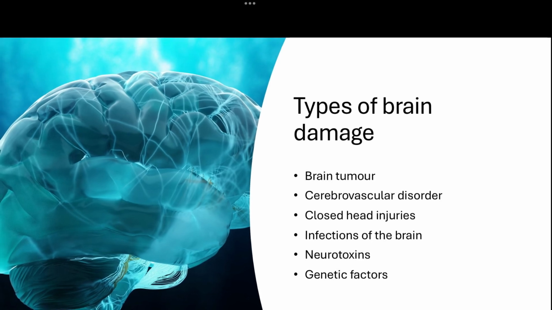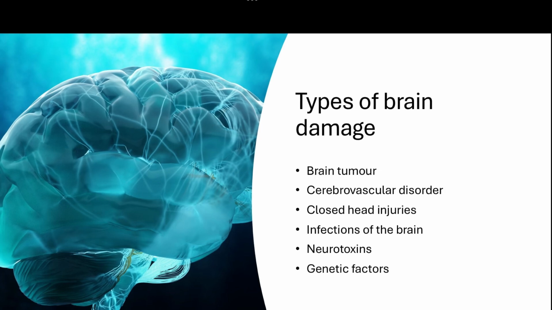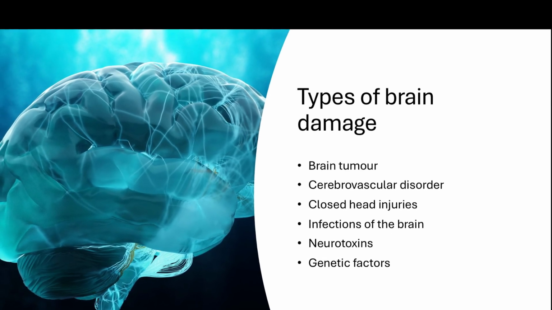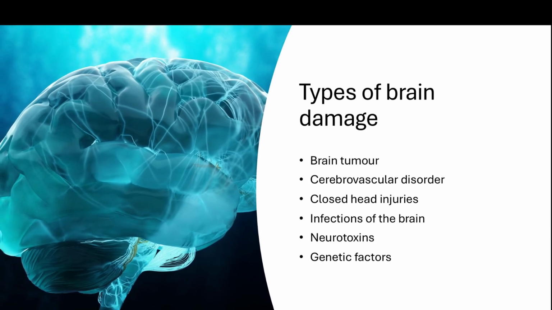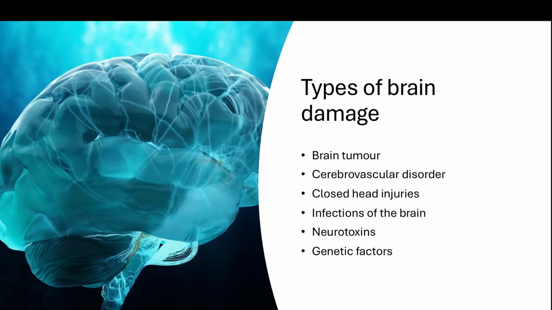There are six types of brain damage. First is brain tumor, second cerebrovascular disorder, then closed head injury, then infections of the brain, neurotoxins, and genetic factors. So we will be talking about these in the further video. So let's start with it.